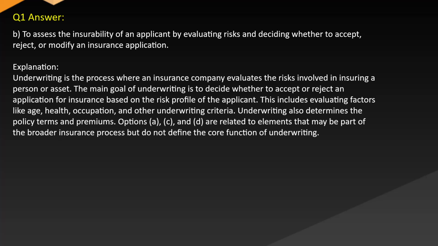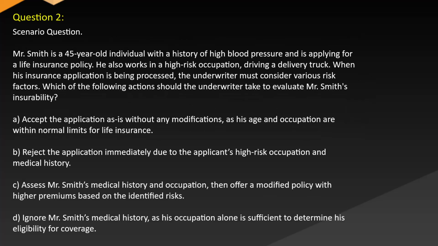Options A, C, and D are related to elements that may be part of the broader insurance process but do not define the core function of underwriting. Question 2. Scenario question. Mr. Smith is a 45-year-old individual with a history of high blood pressure and is applying for a life insurance policy. He also works in a high-risk occupation, driving a delivery truck.